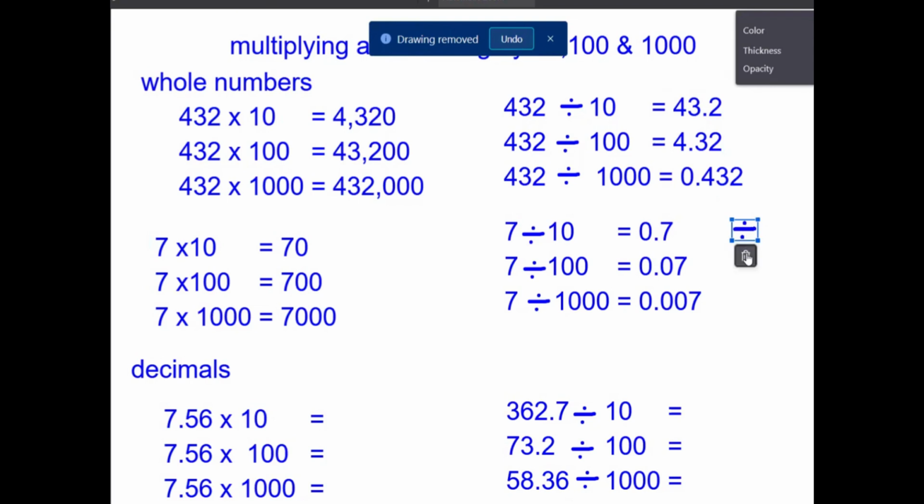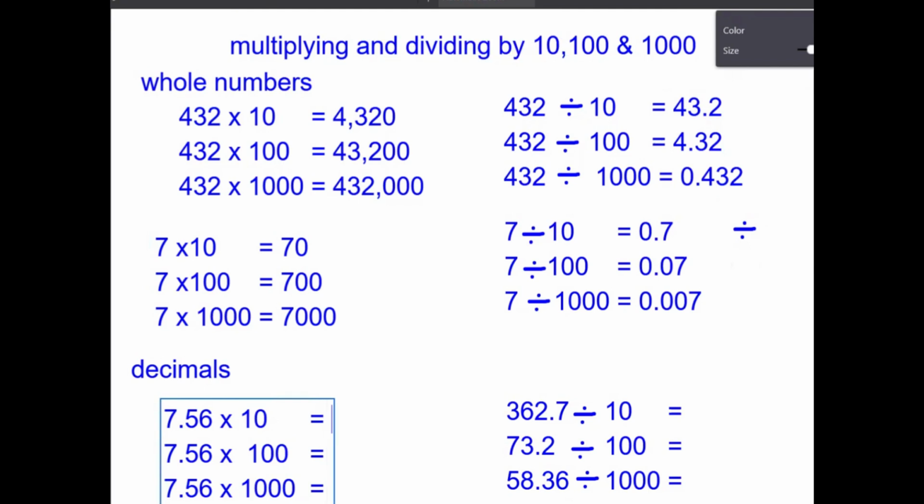So let's see what we do when we already have a decimal, and we need to multiply or divide by 10, 100, and 1,000. Look at our questions over here. If we have 7.56 times 10, when you have a decimal point, your decimal point will jump only one place to the right. Like it was 7.56. When you multiply by 10, the decimal point jumps to the right one place. It is going to be 75.6.